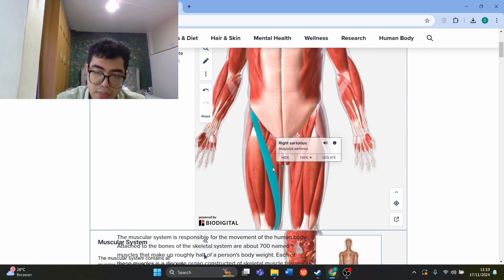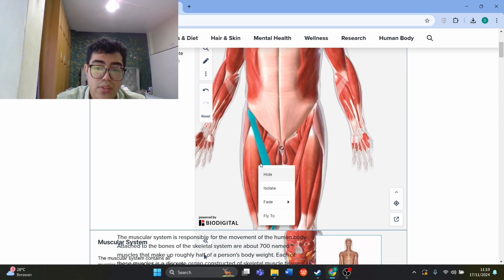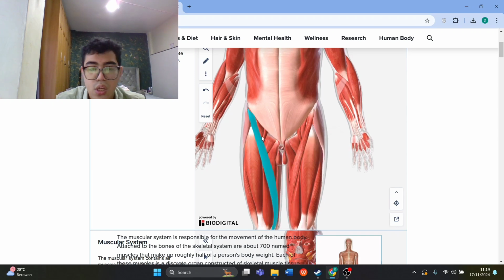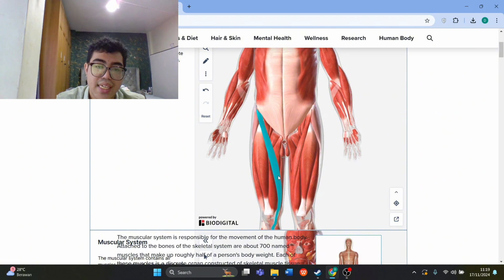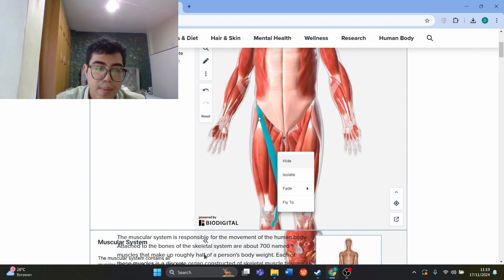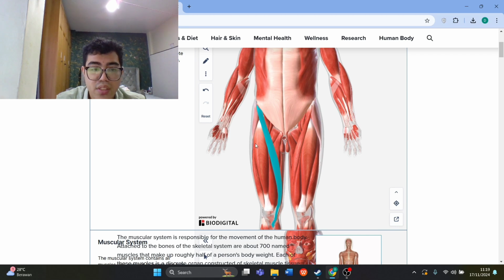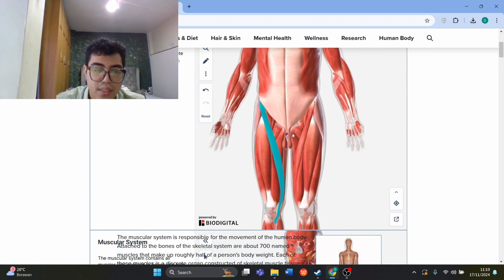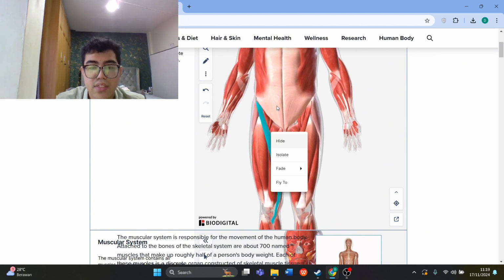Alright, the next muscle that we're going to discuss is the sartorius muscle, which is the longest muscle in the human body, running from the hip to the knee joint. It has three primary functions. It flexes at the hip, does flexion at the knee, and helps lateral rotation. It originates from the anterior superior iliac spine, and its insertion is located at the pes anserinus superficialis.